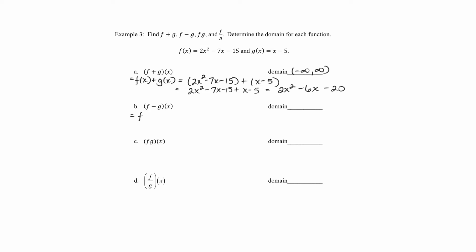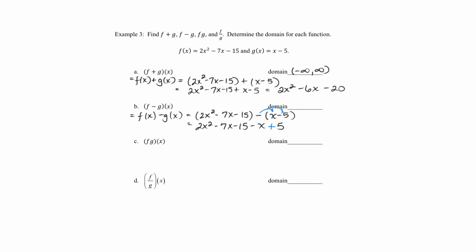Now, f of x minus g of x, we start to see why those parentheses are important, right? 2x squared minus 7x minus 15 minus the quantity x minus 5. Again, I have to distribute. So I'm going to end up with 2x squared minus 7x minus 15 minus x plus 5. If you're getting it wrong in the homework, it very well could be that you're forgetting to distribute that across that binomial.